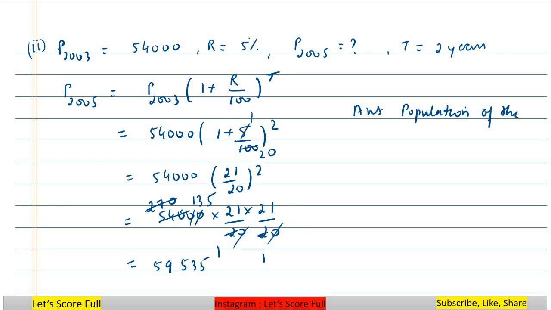of the place in year 2005 will be how much? 59,535. Correct? So simple. There was a small difference between the two questions.